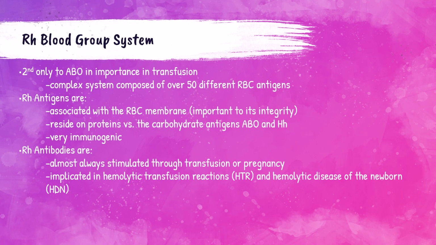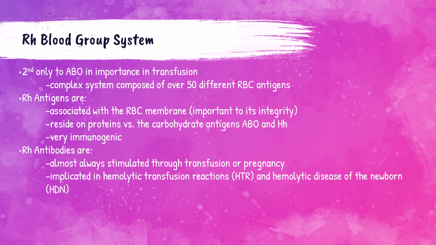The Rh blood group system is extremely important in blood bank. It is second only to the ABO blood group system in importance in transfusion medicine. It's a complex system containing over 50 different Rh antigens. Antigens within the Rh system are very immunogenic. And when we're discussing immunogenicity, this is referring to the ability of an antigen to stimulate an antibody response.